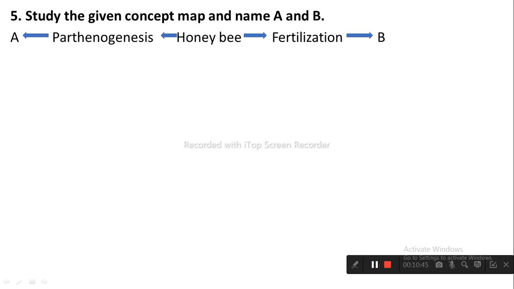Study the given concept map and name A and B. Okay, so here in the middle honeybee is given, and on the right side after fertilization B is formed, and on the left side after parthenogenesis A is formed. So from this given concept map we come to conclude that A is drone bee and B is queen bee. We know that drones are haploid and they have only 16 chromosomes. The queen and the worker are diploid, having 32 chromosomes. Drones are developed from the unfertilized egg, and this process is parthenogenesis.